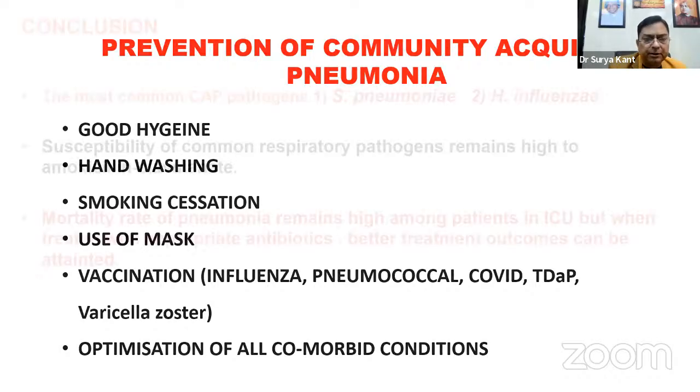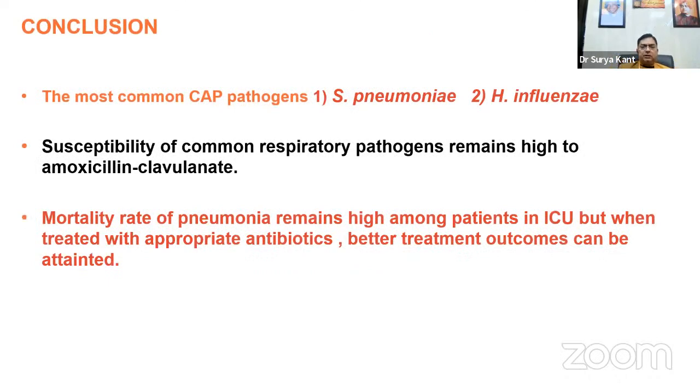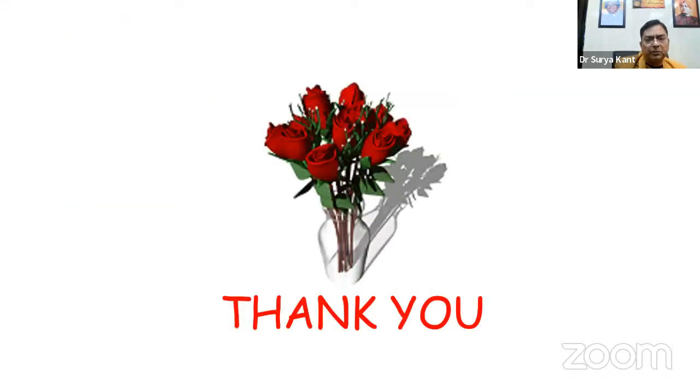in that patient. So in a nutshell, the most common community-acquired pneumonia pathogens are Streptococcus pneumoniae and H. influenzae. Susceptibility of common respiratory pathogens remains high to amoxicillin clavulanic acid. Mortality rate of pneumonia remains high among patients in the ICU, but when treated with appropriate antibiotics, a better outcome can be attained. And thank you very much for your attention.